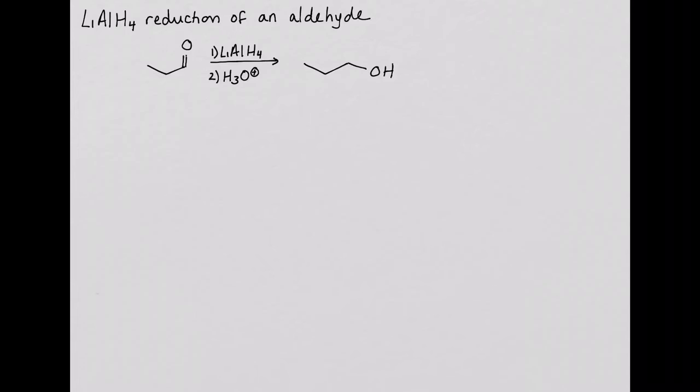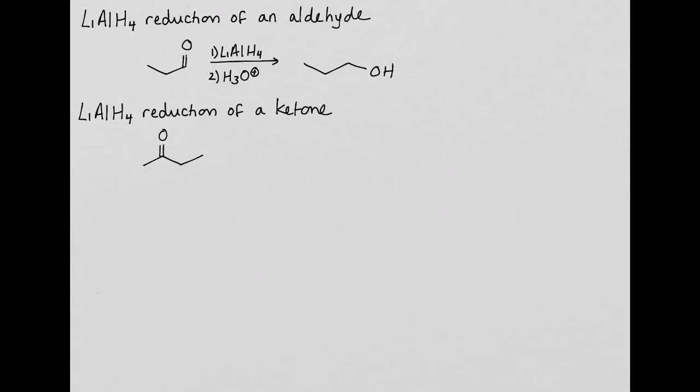We can also use lithium aluminum hydride to reduce a ketone. For example, if we treat this ketone with lithium aluminum hydride followed by an acidic workup, we get a secondary alcohol, just like we saw with sodium borohydride.